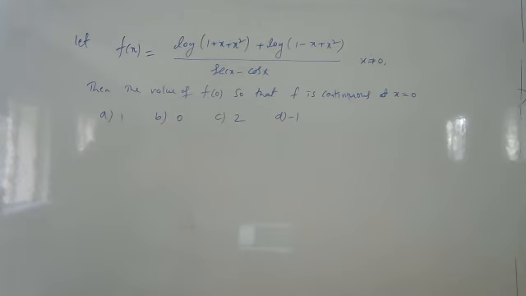So this is the question now. The question is log 1 plus x square plus log 1 minus x plus x square upon sec x minus cos x, where x is not equal to 0. Then the value of f of 0, so that f is continuous at x equal to 0.